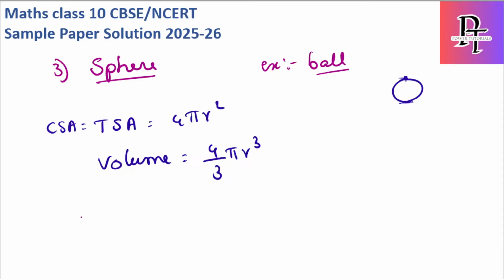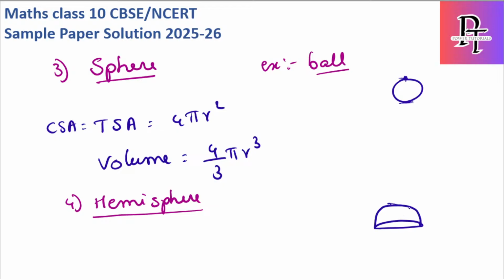So then I will cover hemisphere. What is hemisphere? Hemisphere is half of the sphere. If I cut sphere into two halves, then each half will be a hemisphere. Here, TSA and CSA will not be same. Why? Because we have bottom part as well here. So first of all, CSA. CSA is 2 pi r square.